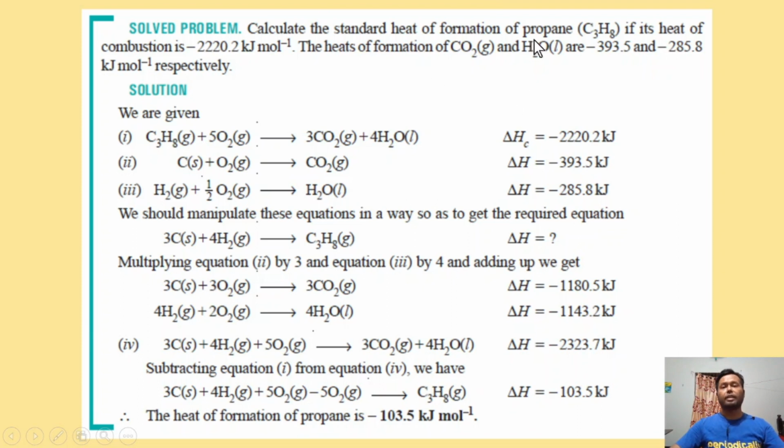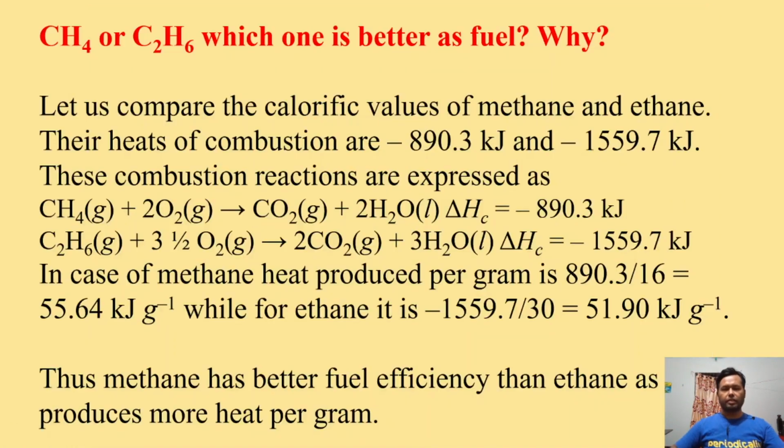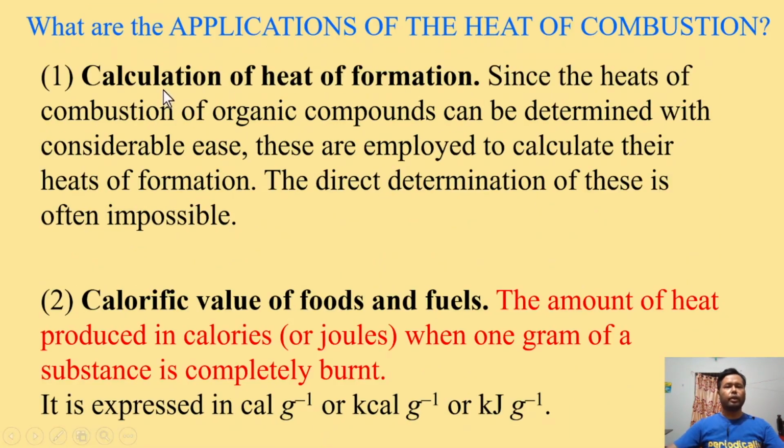So from here we know the heat of combustion of carbon, the heat of combustion of hydrogen, and the heat of combustion of propane, and ultimately we could find the heat of formation of propane, which is minus 103.5 kilojoule per mole. Therefore, as I have already mentioned in the previous slides, we can calculate the heat of formation of a compound by knowing the heat of combustion.